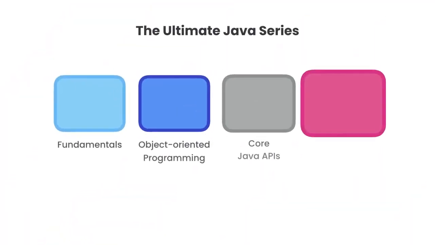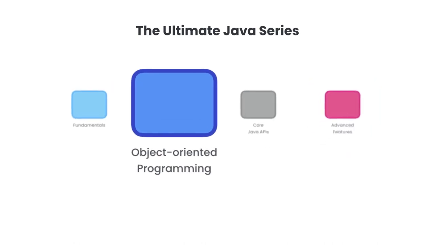In the second part, we'll talk about object-oriented programming, which is a style of programming used in most, if not all, Java applications. Whether you want to use Java to build web, mobile, or desktop applications, you need to understand object-oriented programming well, because otherwise you're going to constantly hit obstacles.